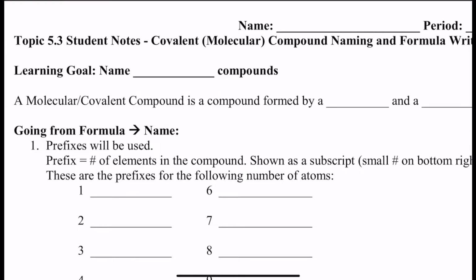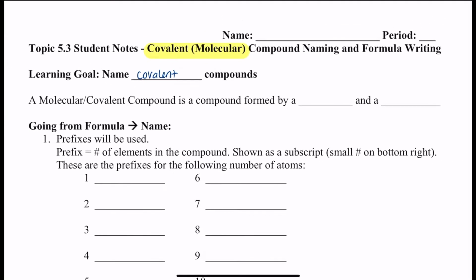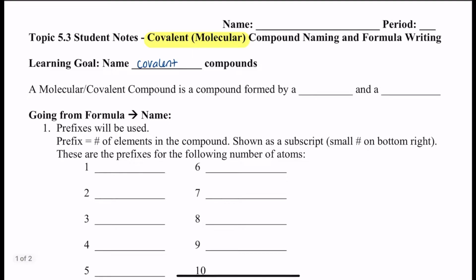Today we're going to learn how to name and write the formulas of covalent or molecular compounds. So we're going to name covalent compounds first of all. This is actually going to be a super easy and fast lesson. There's just a few things we need to remember here. The first background information that we need is knowing exactly what a covalent compound is.